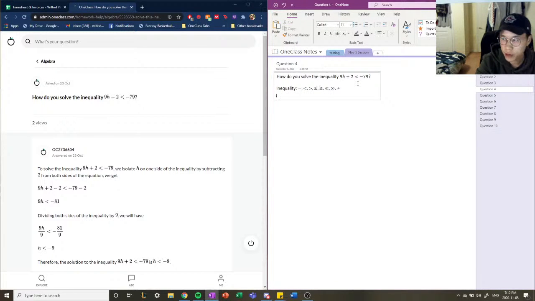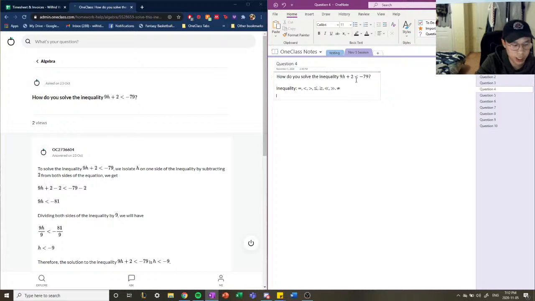So what does this mean for h? When it says solve the inequality, that means that we're trying to look for values of h that make the statement true. There are going to be some values of h that are for sure not going to make the statement true. For example, if h was 1 here, it would be 9 times 1, which is 9, plus 11.